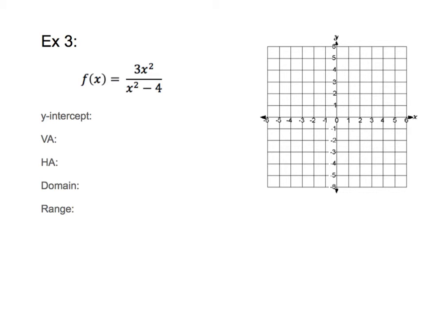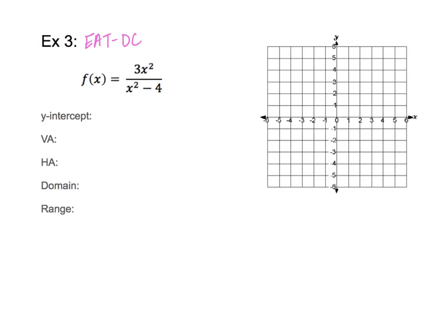Alright, so this one here, when I look at this function, I notice that the highest power in the top is x squared and the highest power in the bottom is x squared. So they're both the same. That means that this one is EDC. And we'll talk about that one situation in a sec.